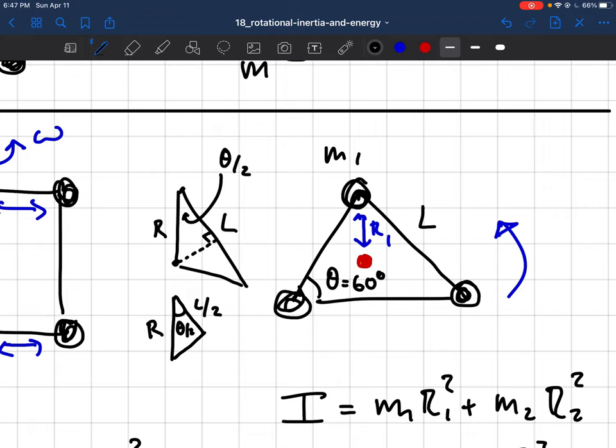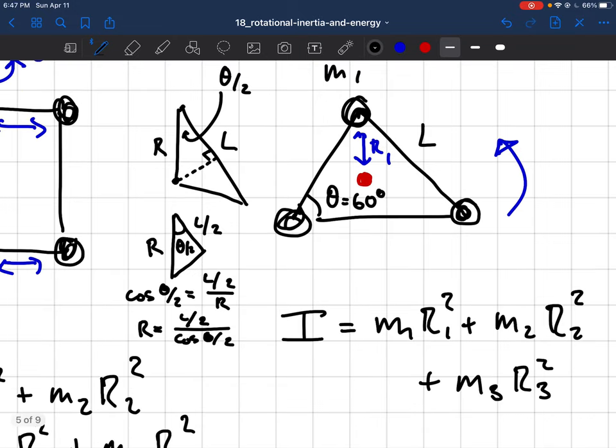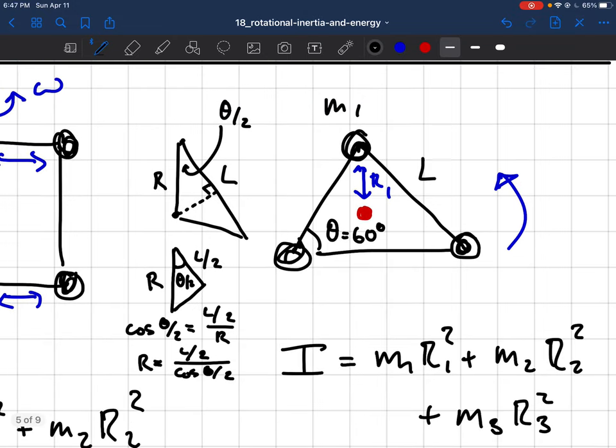So what do we get from that? Well, that will be cosine of theta over 2 is equal to L over 2 over R. So that means that R is equal to L over 2 over cosine theta over 2, it looks like. So let's plug that into the calculator, see what we get.